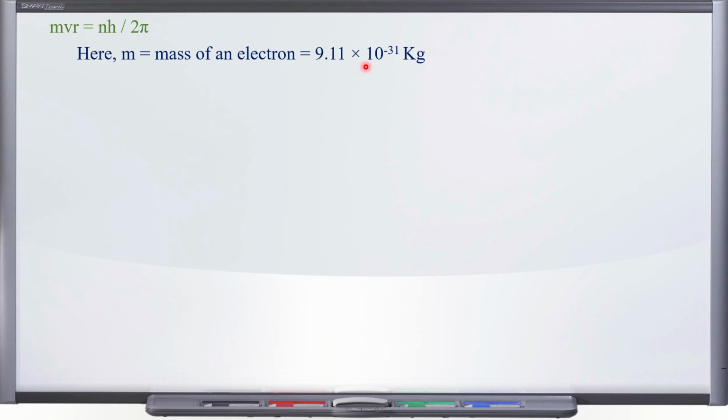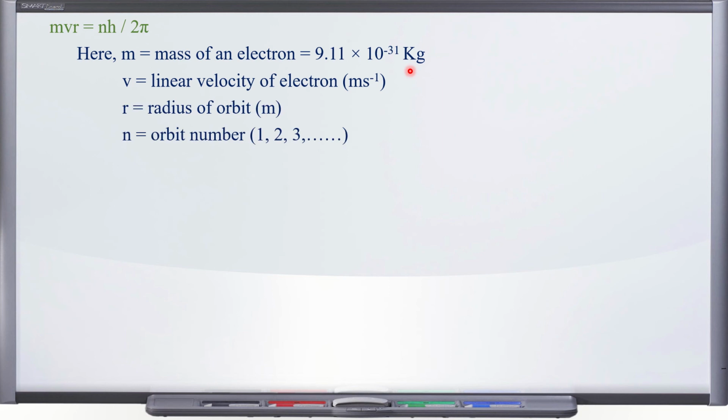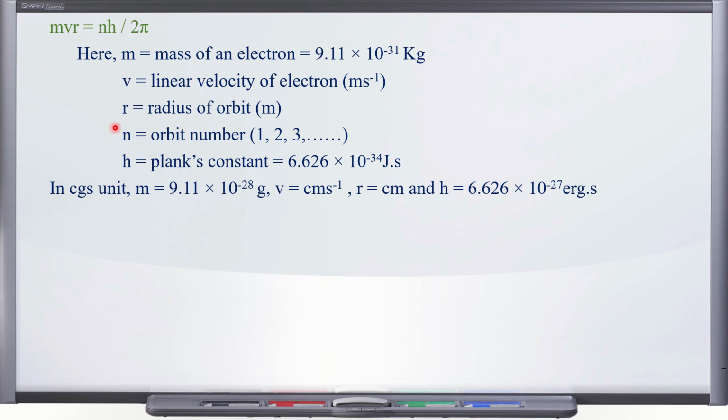Mass of electron equals 9.11 into 10 to the power minus 31 kg. v is linear velocity of electron, that is meter per second. r is radius, that is meter. n is orbit number. h is Planck's constant, here Planck's constant will be 6.626 into 10 to the power minus 34 joule second. And also we can take all these terms in CGS unit. Then m will be in gram, v in centimeter per second, r in centimeter, and h in erg second.